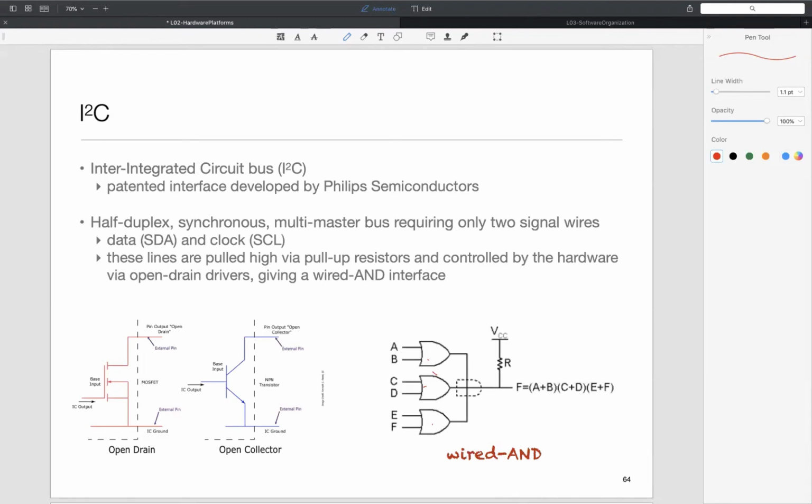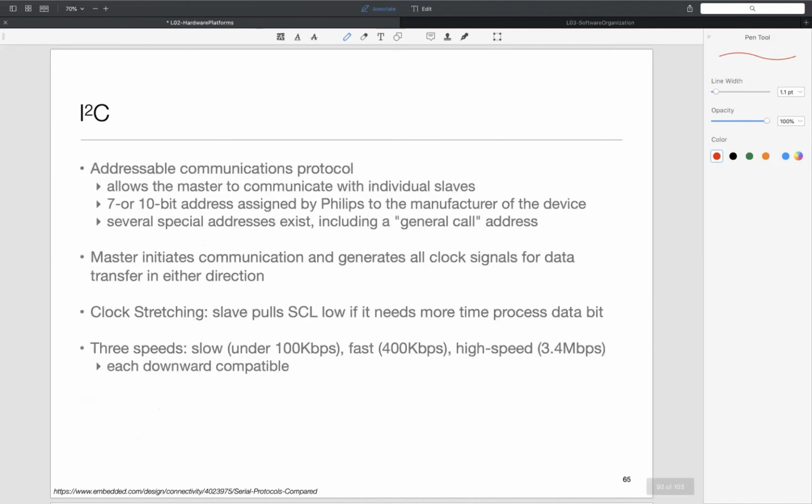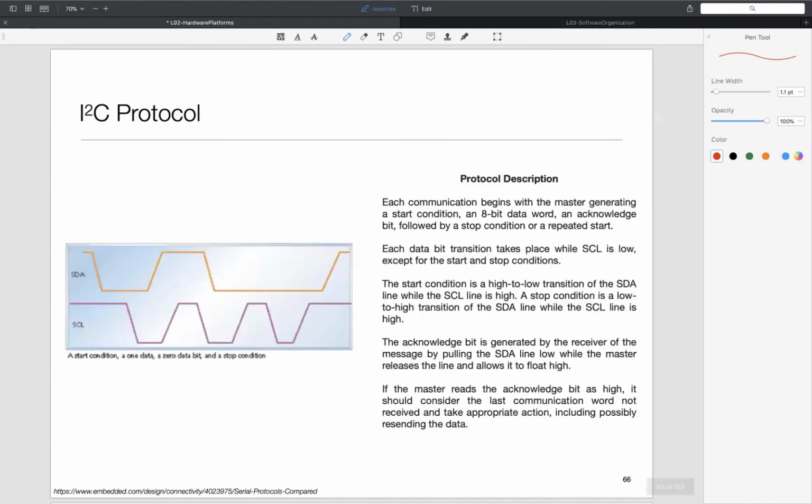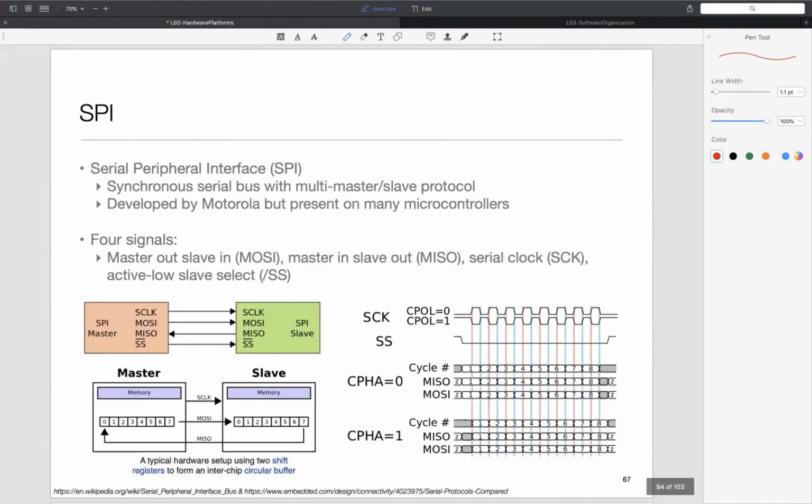So in your digital logic courses at the undergrad level, you might have seen things like wired AND interfaces. So that's what I2C implements. So it's an addressable communication protocol. A master can communicate with a specific slave. So each sensor, for example, or each peripheral would have an address. You can talk to it. You can go to fairly reasonable speeds, a few megabit per second. So very, very commonly used. Okay, I'm going to skip through this.